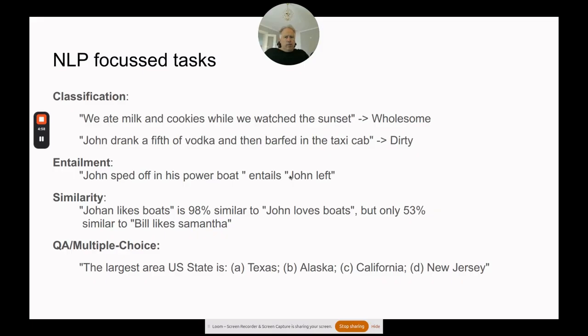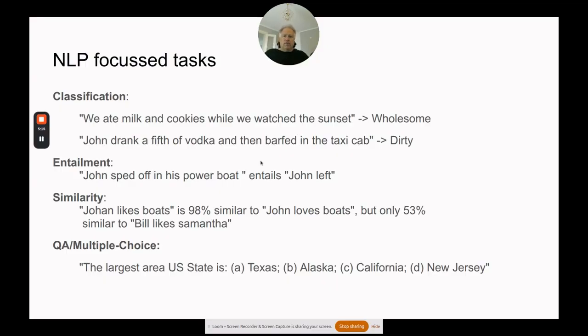Okay. Entailment is like textual entailment. There's a lot of work that surrounded textual entailment. So is it true that when I say John sped off in his powerboat, that entails that he left the area? Okay, so yes, it does.